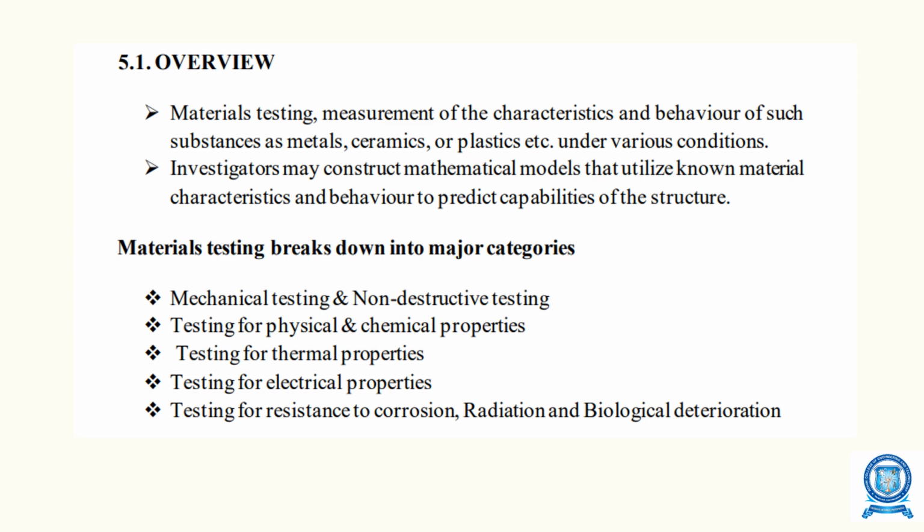Here, material testing is the measurement of the characteristics and behavior of substances such as metals, ceramics or plastics, etc., under various conditions. Materials testing breaks down into major categories: mechanical testing and non-destructive testing, testing for physical and chemical properties, testing for electrical properties, and testing for resistance to corrosion, radiation and biological deterioration.